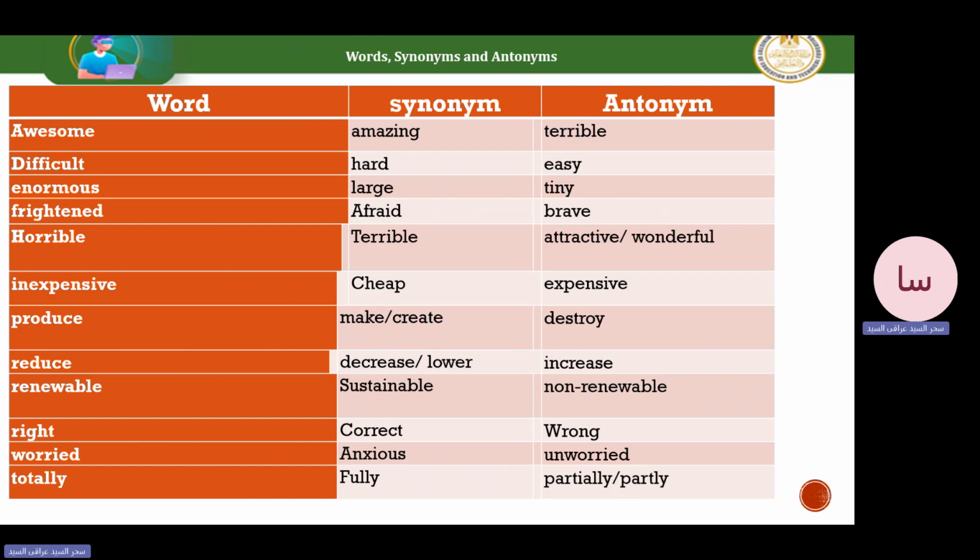Inexpensive means cheap. And the antonym is expensive. Produce, make, or create, and the antonym is destroy. To reduce something means to decrease it or lower it, and the antonym is increase. Renewable means sustainable, and the antonym is non-renewable. Right means correct, and the antonym is wrong. Worried means anxious, and the antonym is unworried. Totally means fully, and the antonym is partially or partly.